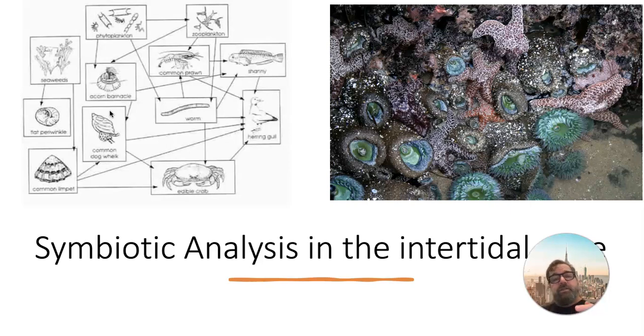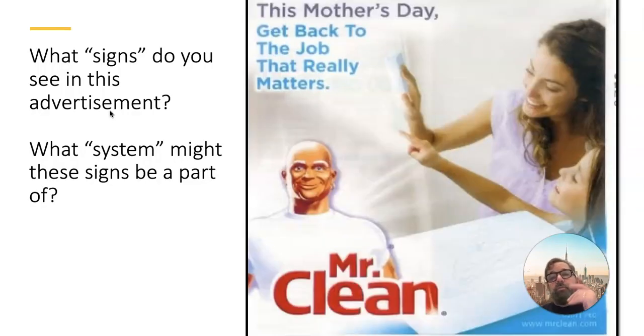So scientists use signs all the time to try to make conclusions about what they're looking at and how those signs may relate to a bigger picture. Here's one more example of this. This is a not too old advertisement from Mr. Clean, the cleaning company, and this says, "This Mother's Day, get back to the job that really matters." And of course, the signs here are there's a mother and her daughter helping. Mother's helping the daughter learn to clean. The daughter's pointing out a spot she missed. But what do these really mean here?